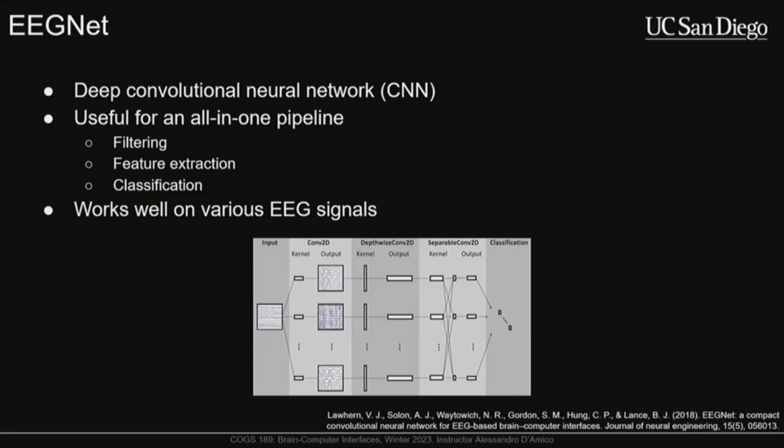It can learn temporal filters, it can learn spatial filters, and it can also extract those features and then classify them. In this class, we've talked about applying bandpass filters to our data, common spatial patterns to apply spatial filters, and linear discriminant analysis for the classification. EEGNet packages all of those things into one deep learning framework and does all of them for you.